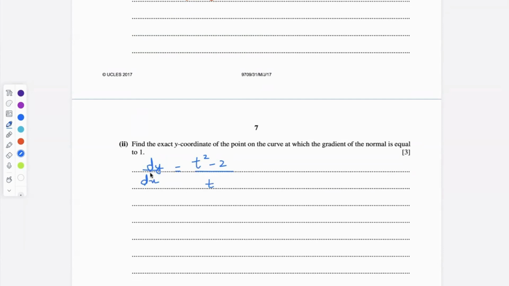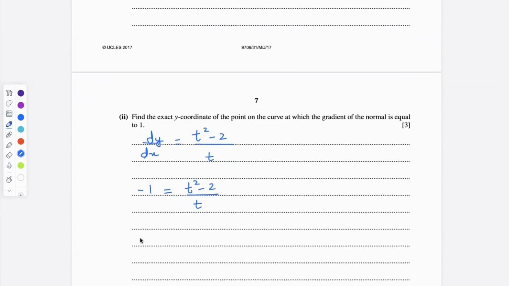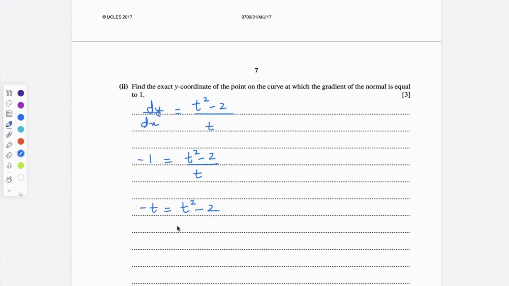Now as dy/dx represents the gradient of the tangent, and the gradient of the normal is equal to 1, we can replace dy/dx by minus 1, as the gradient of the normal is the negative reciprocal. So this will become minus 1 equals tan squared minus 2 upon tan theta. Cross multiplying, we'll get minus tan equals tan squared minus 2. Bringing the tan to the right hand side, we get tan squared plus tan minus 2 equals 0.